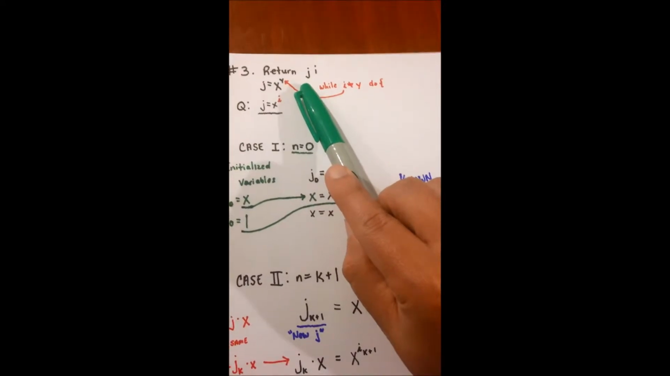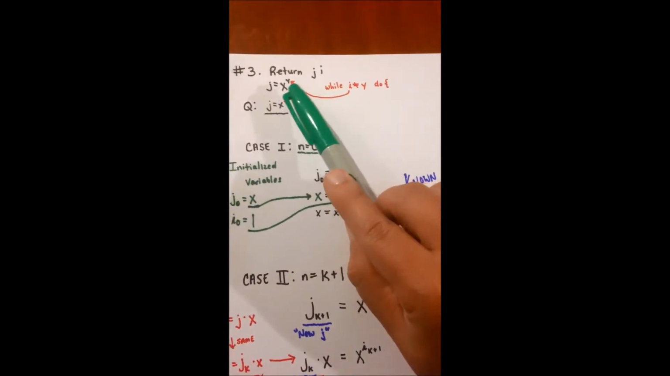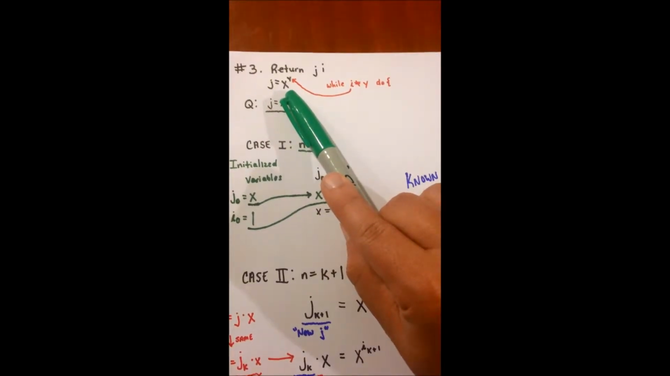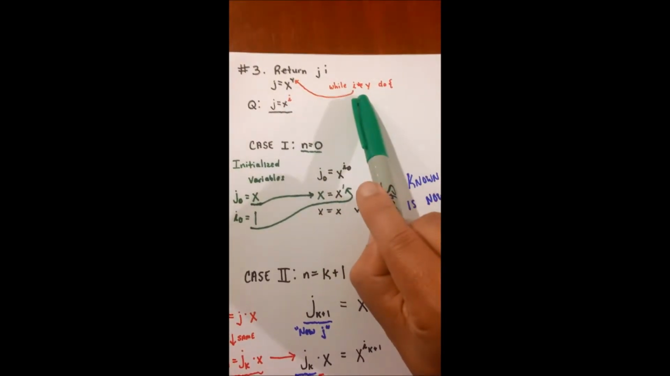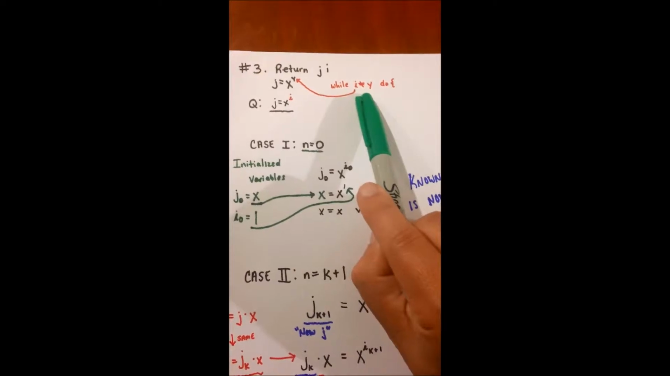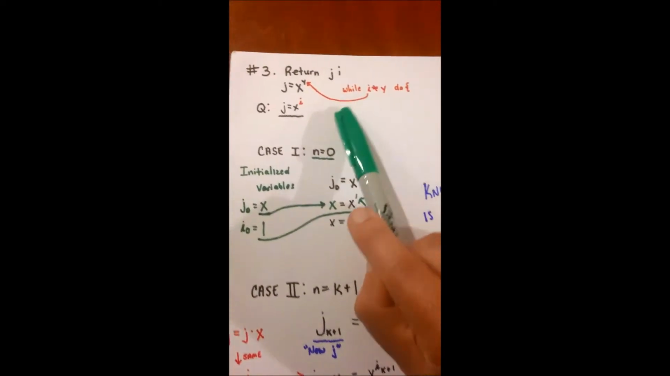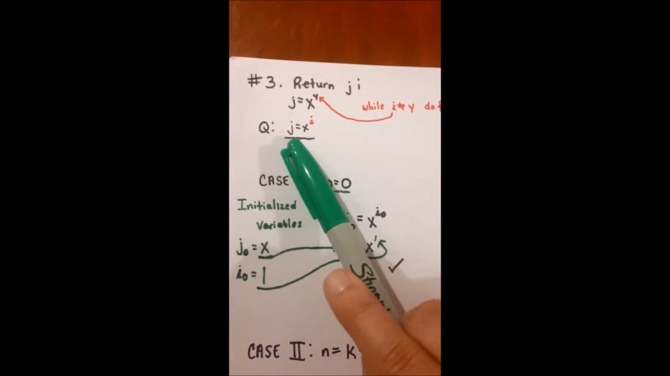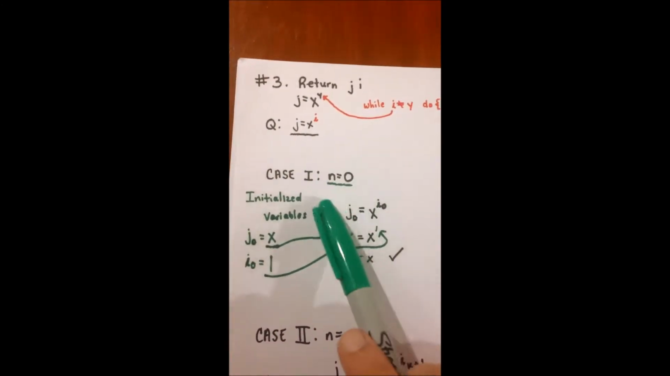So you're returning J for number 3. It's given that J is equal to X to the Y. While I is not equal to Y, do something. So that means you can throw the I where the Y was. So that's the loop invariant: J equals X to the I.